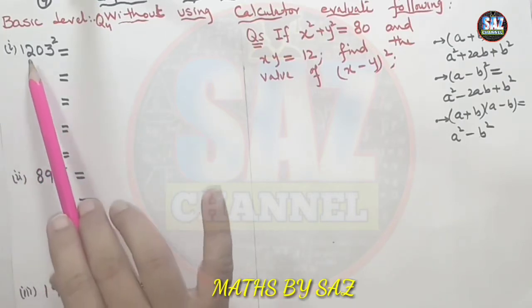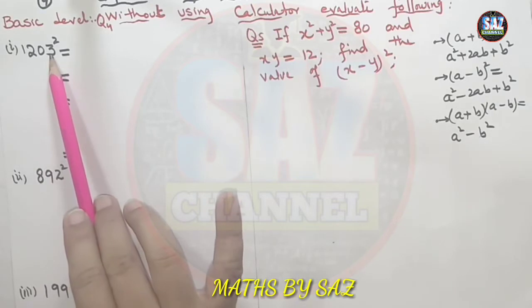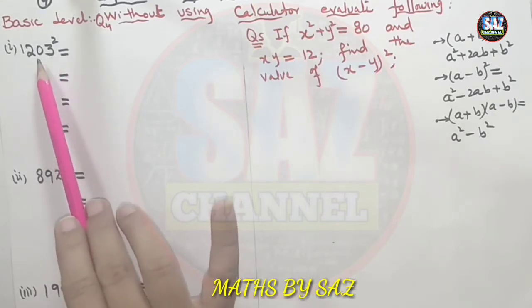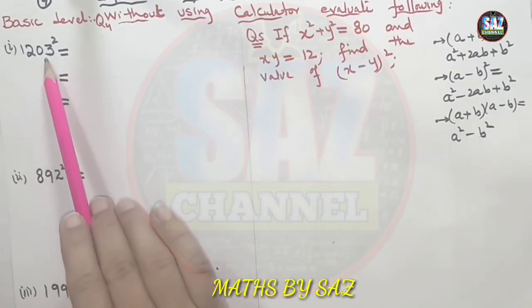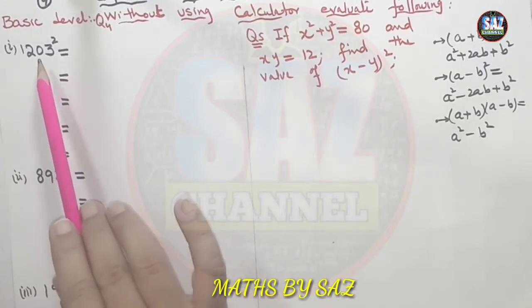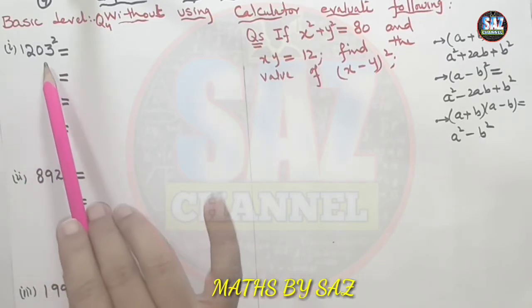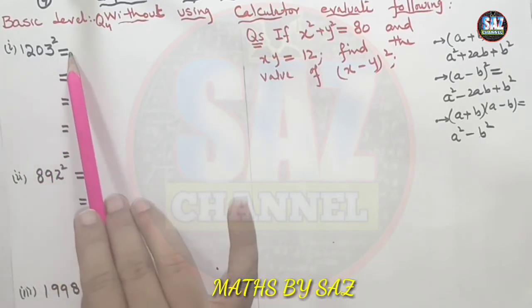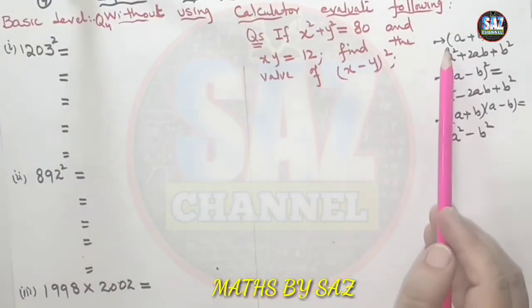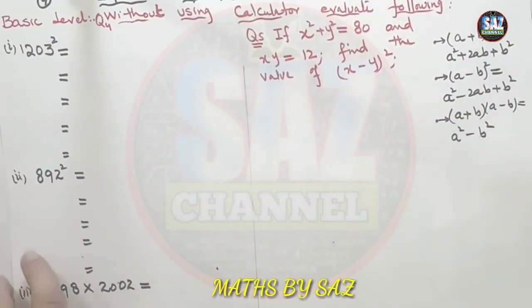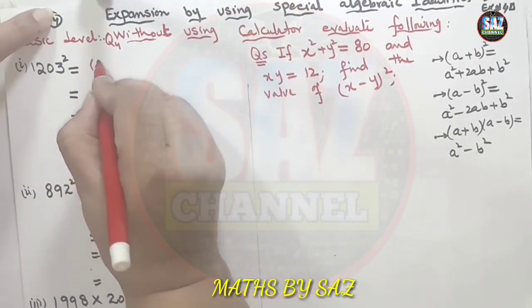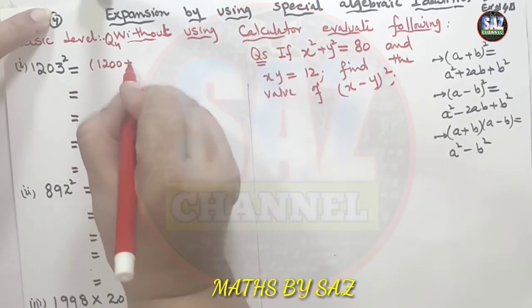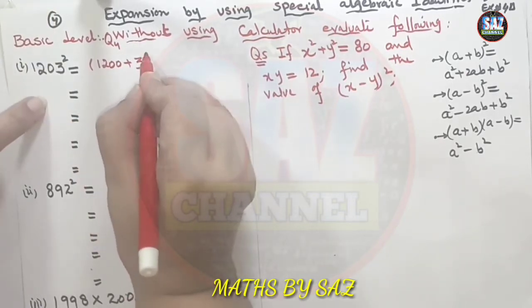If we look at the first question, that is 1203 square, this number is closer to 1200 but a little more than 1200. All the situations where the numbers are closer to some whole number but a little more than that will be the application of (a plus b) whole square. So according to the rule, I will write it in the form (a plus b) whole square, that is (1200 plus 3) whole square.